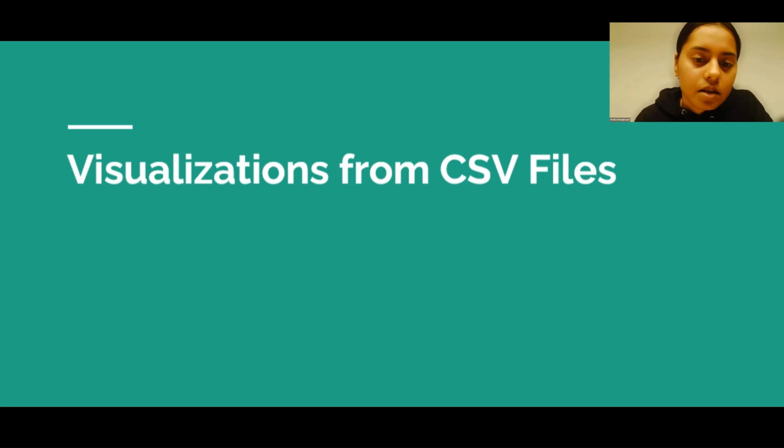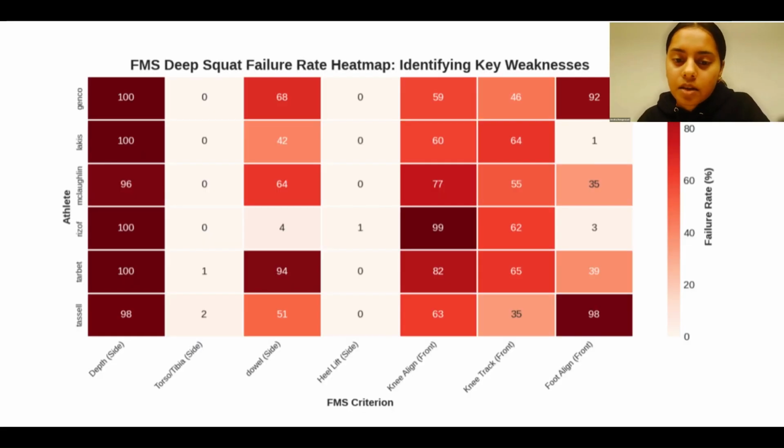Okay, next are the visualizations from the CSV files. I created one CSV file for the results of the video analysis. This is just a big picture overview of all the results from the video analysis, every person and the score that they got for each category. Obviously, you can't really tell if this is accurate or not until it's been verified by professionals.